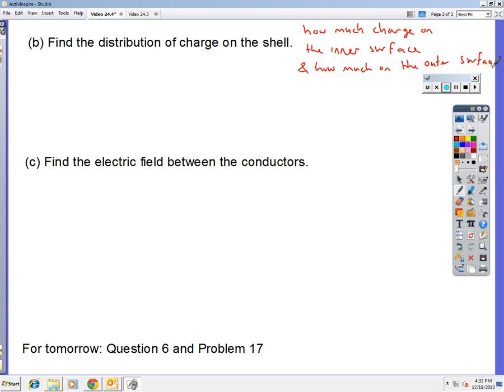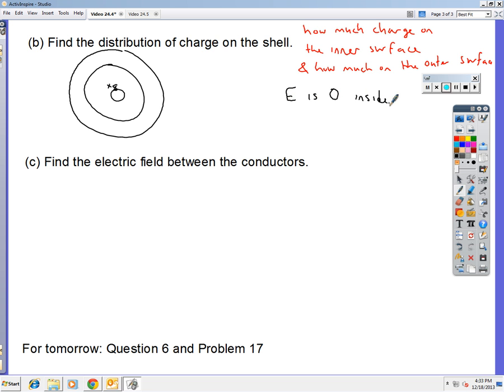And so what we'll do for this, I'm going to draw the charge distribution. We have the central rod there, and then we have the shell here. Now there's plus Q on this. Actually, I'm going to draw that a bit bigger in diameter. There's plus Q in here. And we're going to start with the fact that the electric field is 0 inside a conductor.